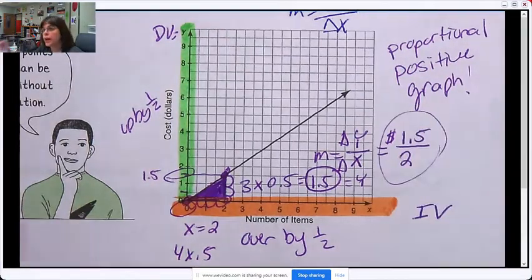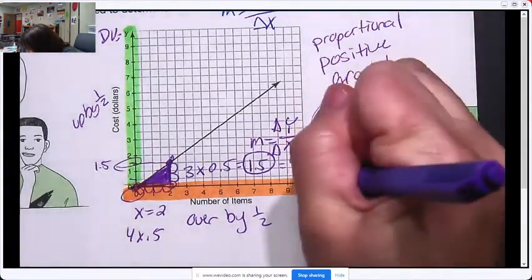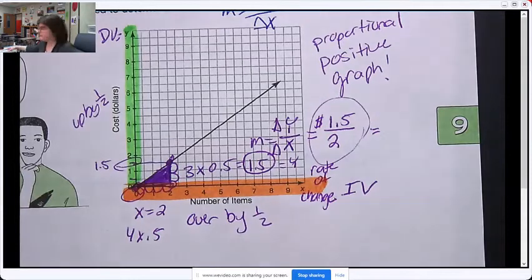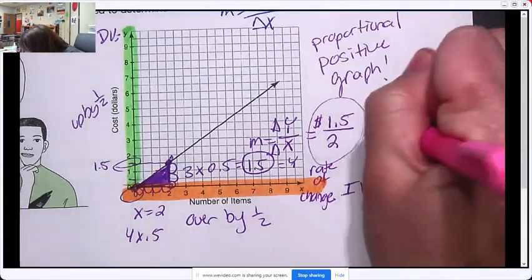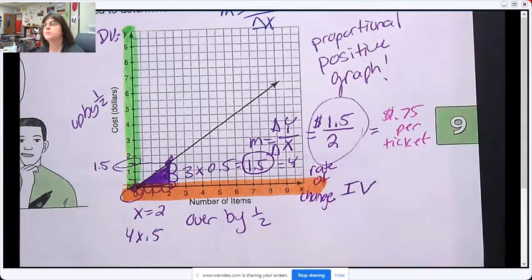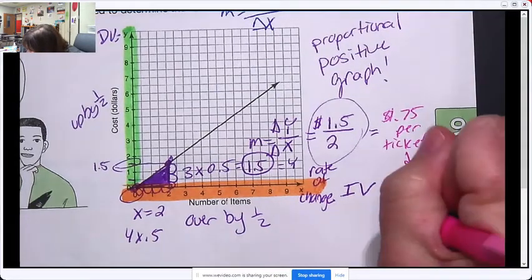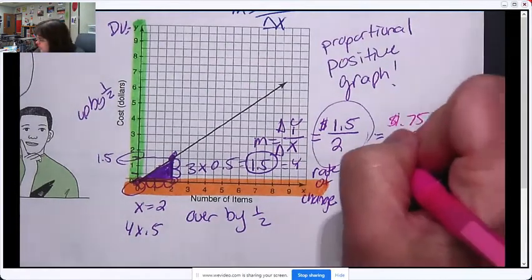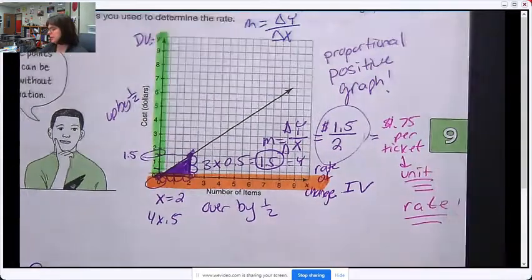Okay? Now to find my unit rate, I have to divide that amount. So I have to come over. This is my rate of change. And then to find my unit rate, I have to go ahead and divide that number out. Okay? So that means that this would be 75 cents per ticket. And that just means for one ticket, it costs 75 cents. And this is what I call my unit rate. Now, if I know that one ticket is 75 cents, then I can really easily figure out how many 10 tickets would be.